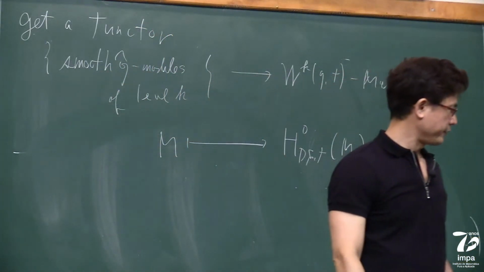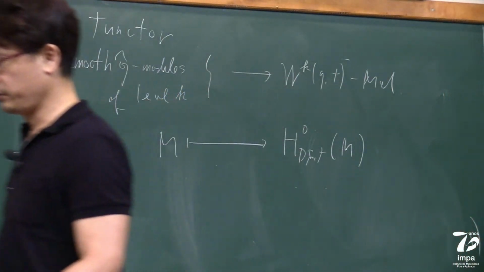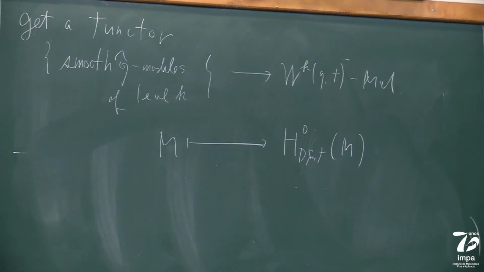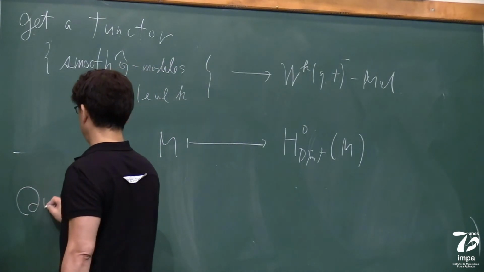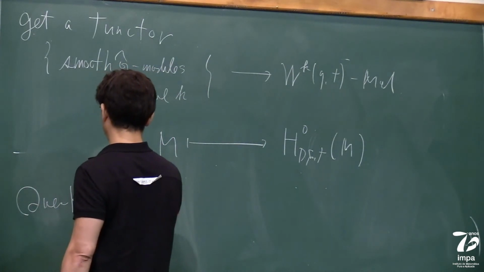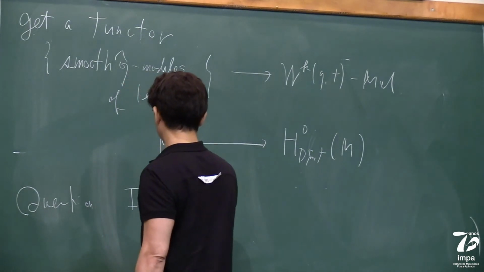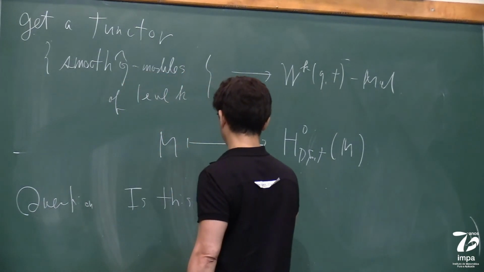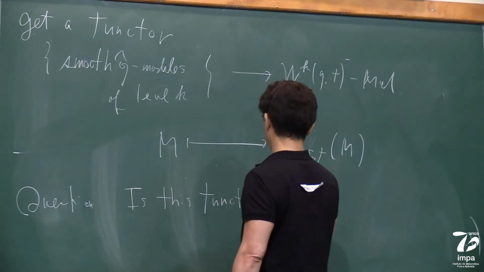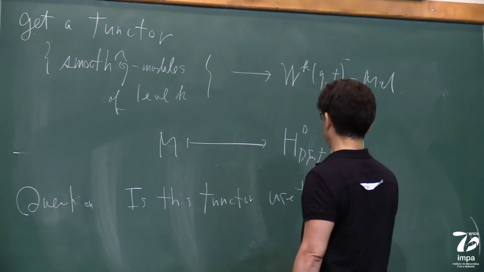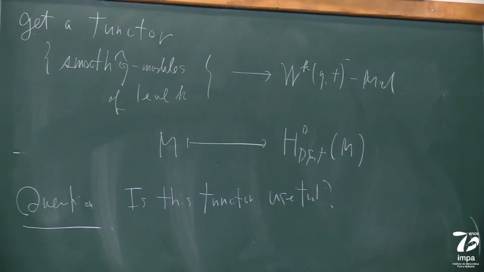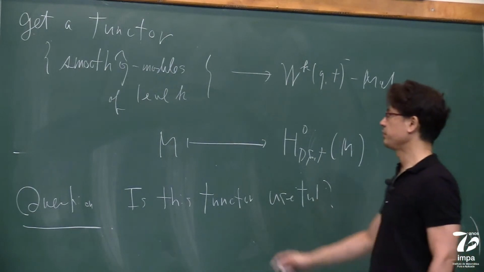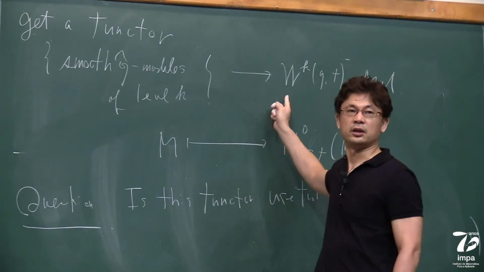It's easy to see that this is compatible with morphisms. So now you want to ask, is this functor useful? If this functor is useful, we can use what is known about the module to study double algebras.